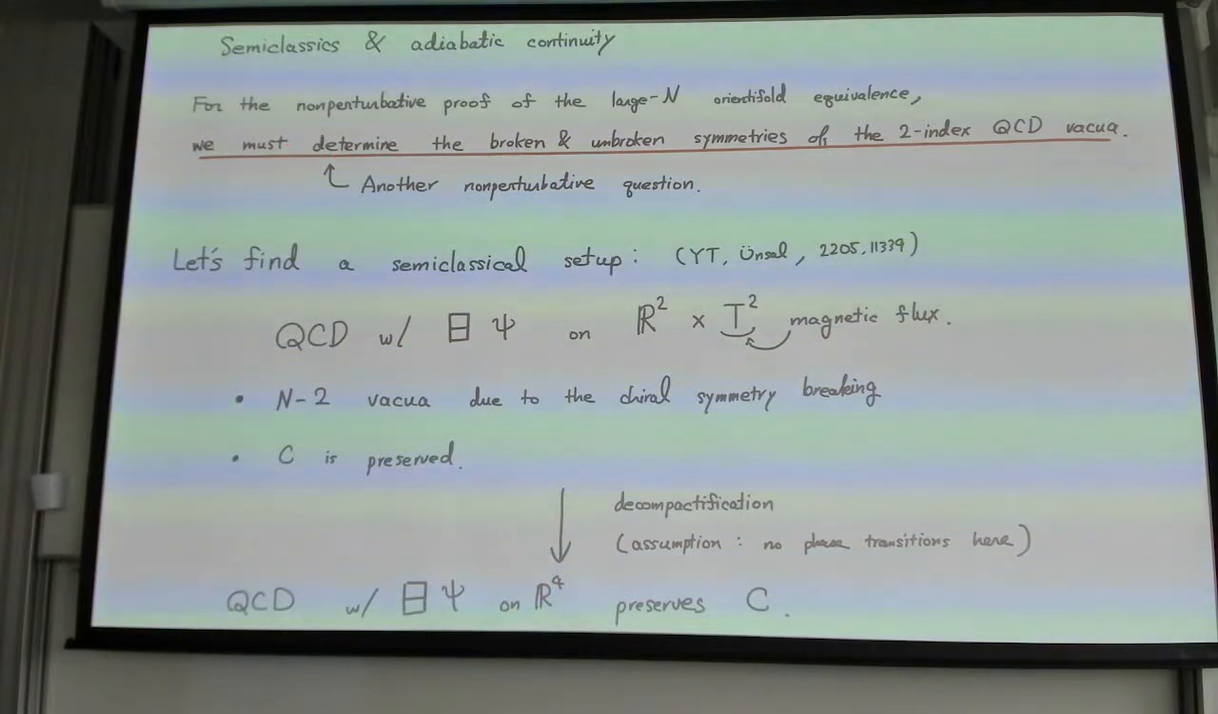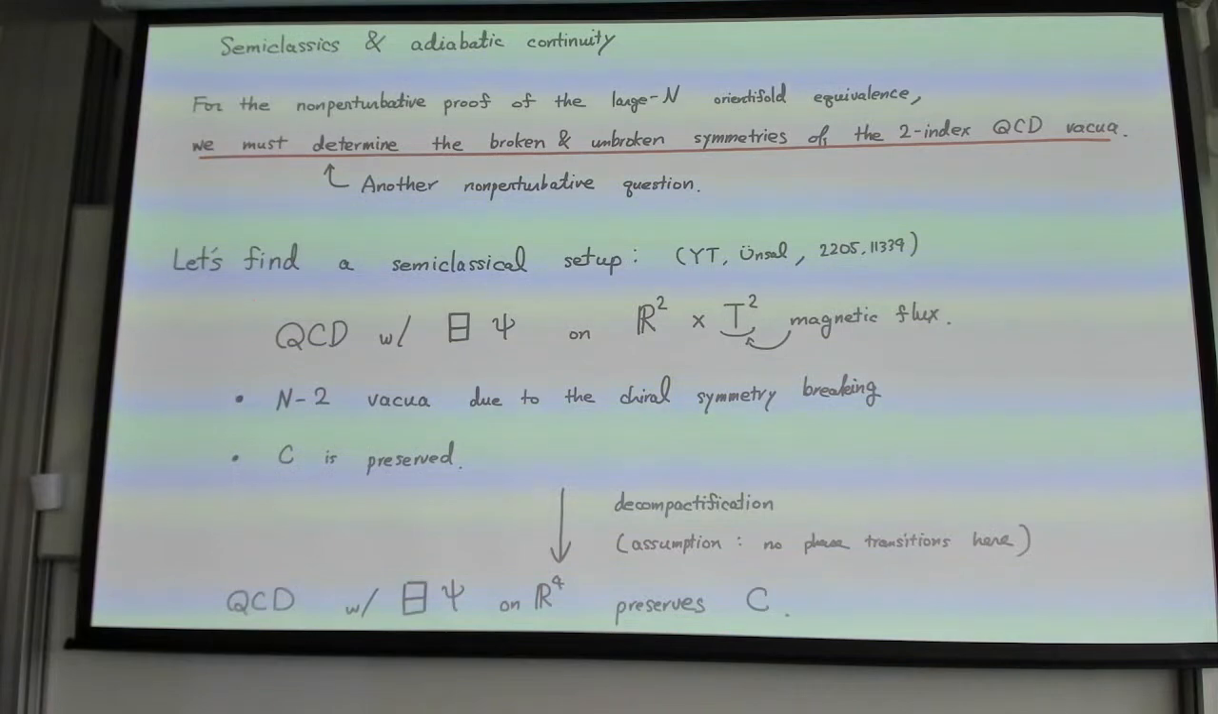So that means that in order to get a non-perturbative proof of the large N orientifold equivalence, we have to know about the vacuum structure, especially what kind of symmetries are broken or unbroken. This is quite a non-perturbative question, and they are strongly coupled, so it's usually difficult to directly attack these problems. So instead, I give up directly attacking this problem, but let's try to find some nice semiclassical setup to get some hint on the dynamics of QCD with the two-index anti-symmetric quark field.